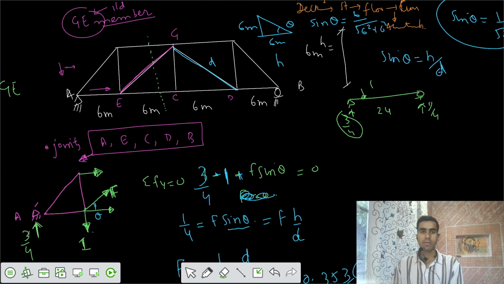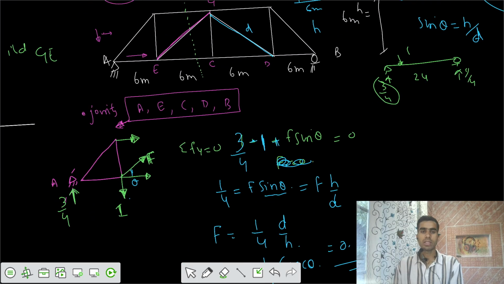Now the third case is when the load is at point C. If the load is at point C, can you tell me what the reaction is? The load is at the mid span of this beam, so the reaction would be 1 by 2. So reaction A equals 1 by 2.